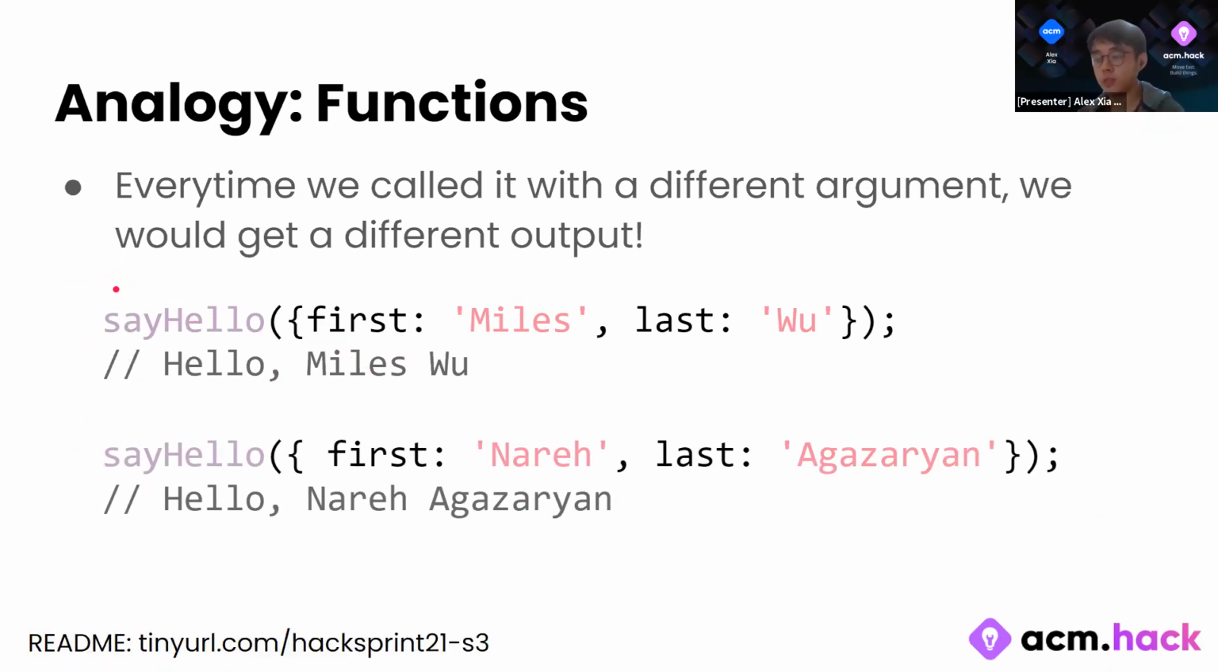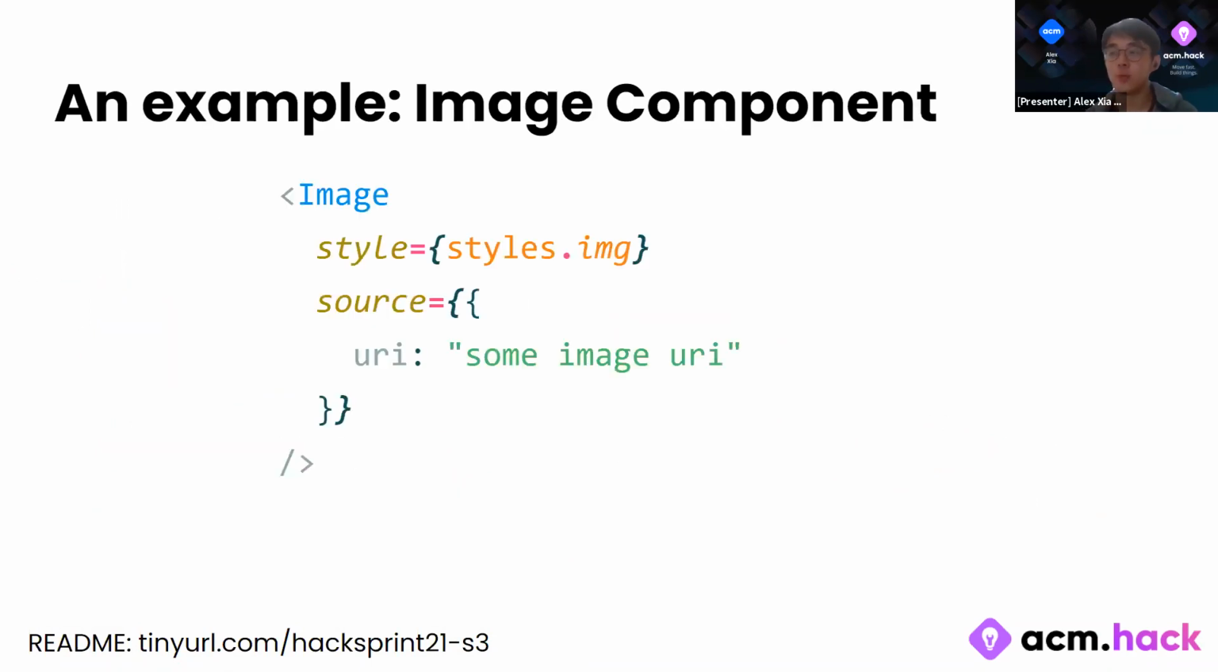So this is the argument for functions. Why can't we do this for functional components? And it turns out we can, using something called props. But what do props actually look like? If we go back to our code, this is how we define an image, this is how we show an image. It takes in something called the style property and a source property.